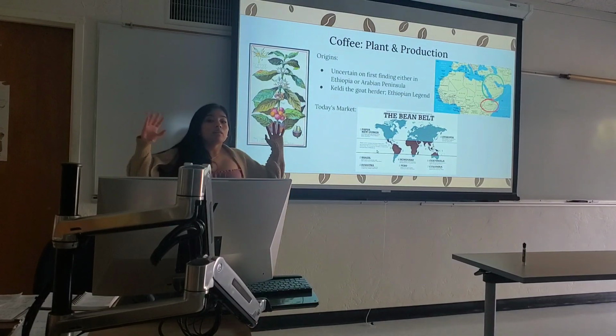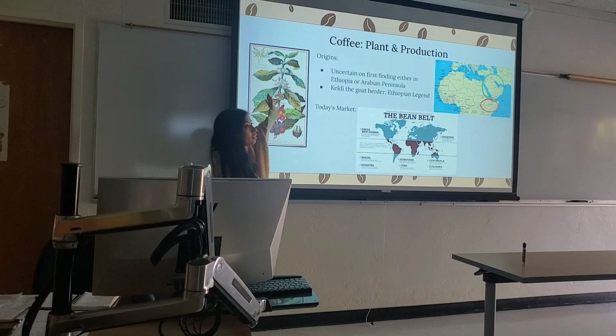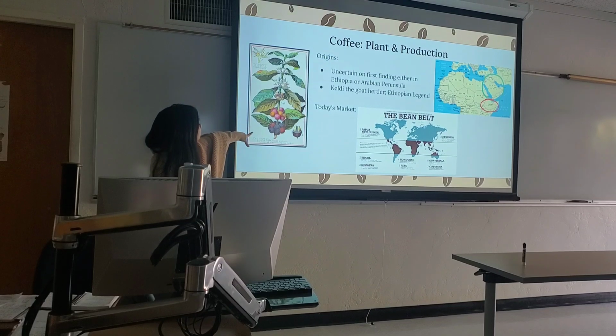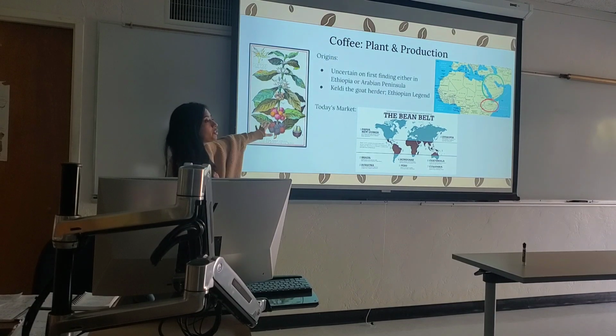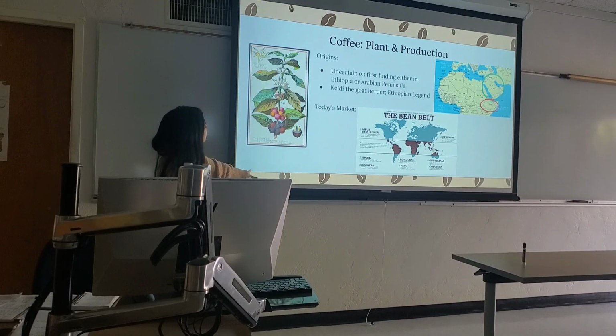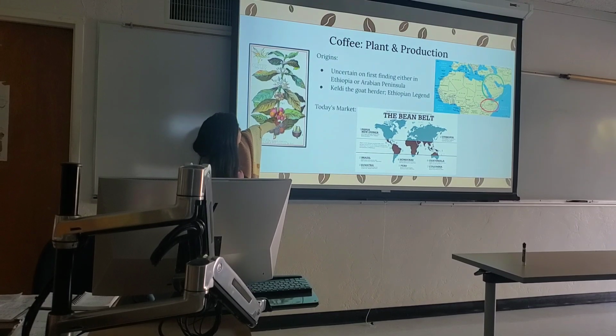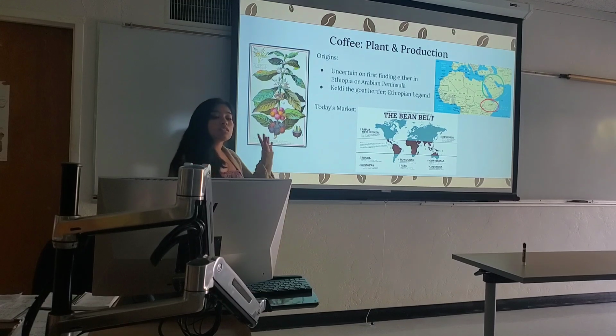Starting off, the plant and production. Over here we have the coffee plant. It has a variety of forms. It can be either a bush or a tree. It could be from a single stem, or it can come in bunches. But generally it looks like this. This is a coffee branch, and here is where the coffee beans are. And this specific plant is the Arabica, and that is the most popular one in the market.